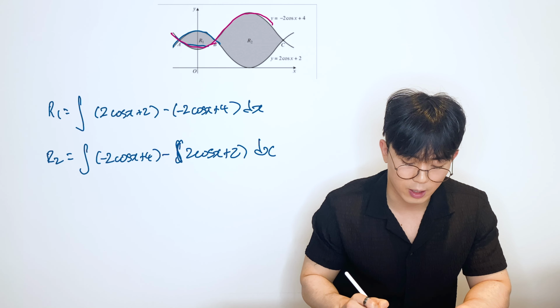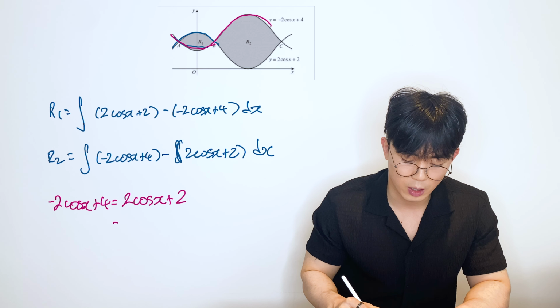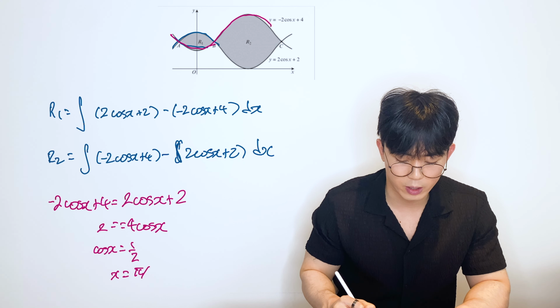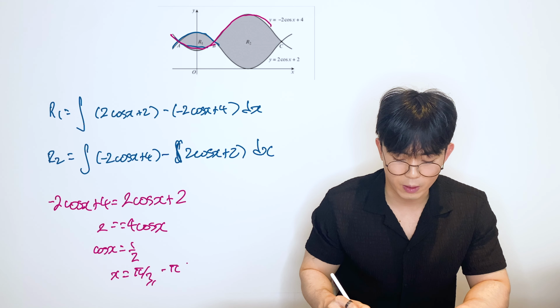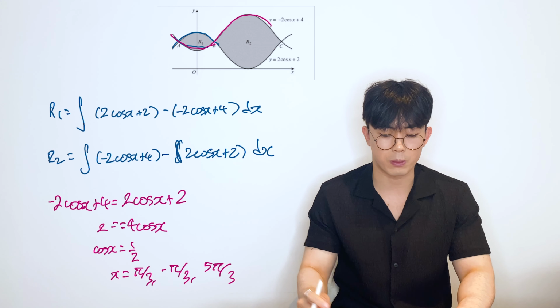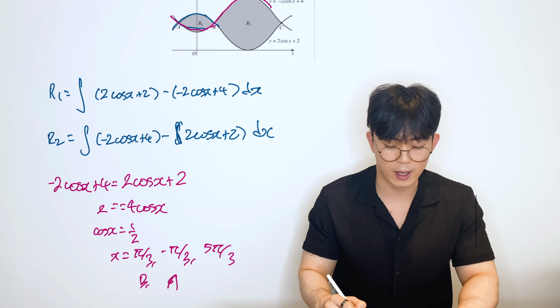So we can say that minus 2 cos x plus 4 is equal to 2 cos x plus 2. We'll get 2 is 4 cos x. Cos x is 1 over 2, so x is pi over 3. It can also be minus pi over 3, and it can also be 5 pi over 3, because we need these 3 points as A, B, C, right? So this would be coordinate B, this would be A, and this would be C.